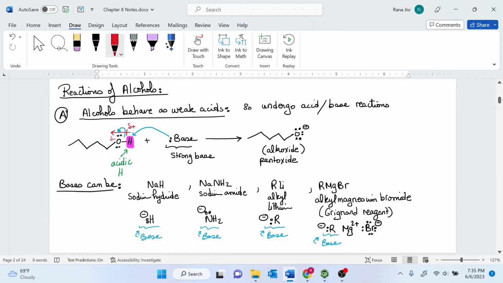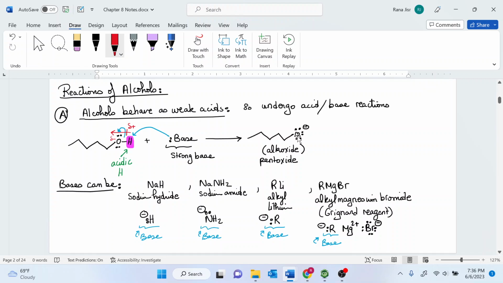So alcohols, they do act as acidic compounds, and this is the first reaction that they undergo whenever they are in the presence of a base. The base, if it is a strong one, is going to come and take the acidic hydrogen every single time, and you're going to get the conjugate base of the acid, which we call the alkoxide. So this is the alcohol, this is going to be the alkoxide.